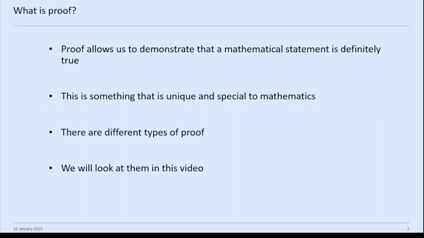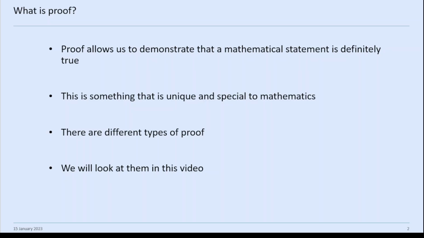So what is proof? Proof allows us to demonstrate that a mathematical statement is definitely true. This is something that's unique and special to mathematics. In mathematics we can know that things are true, whereas in science or in everyday life things aren't quite so simple. In science, we can get rules which we are pretty sure are true, or which we haven't yet proved false. But what's special about maths, and about logic, is we can know that things are true.